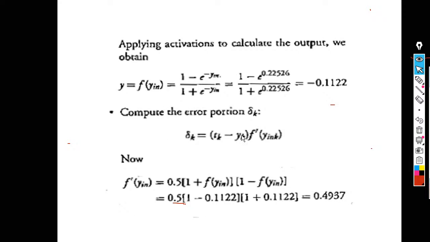Okay, so to calculate error, this is the formula: 1 plus f dash of y in multiplied by f of y in. If we look at the formula again, it was tk minus yk into f dash of y in k. So we can multiply by f dash of y in k, and substitute tk minus yk, that means the target minus the actual output, and the actual output is actually negative, so that's why the 1 plus has come, right?